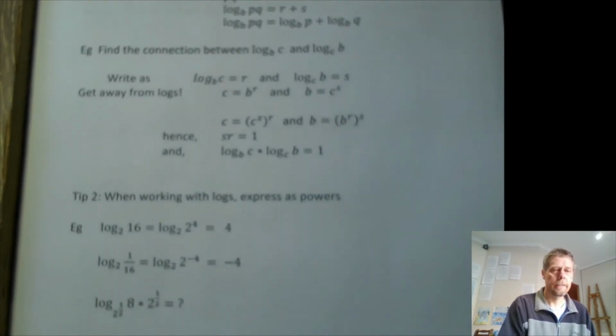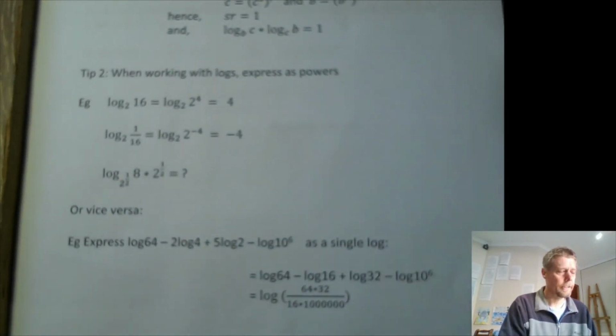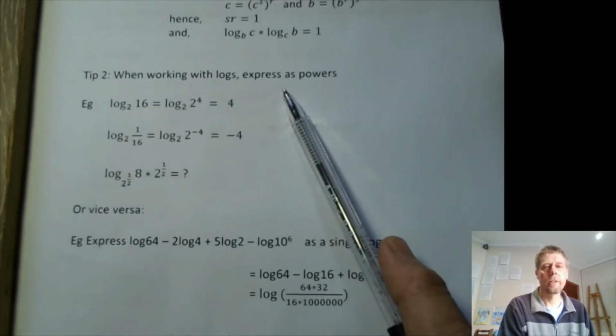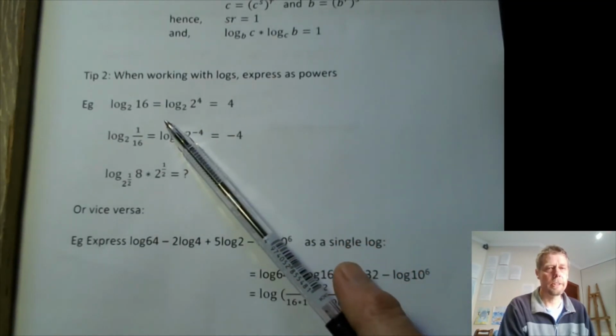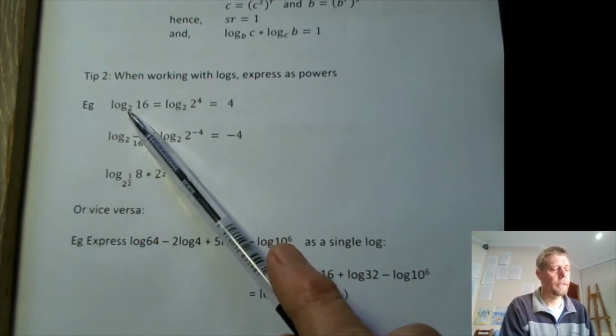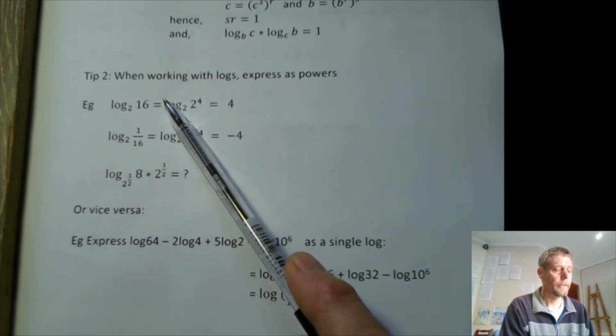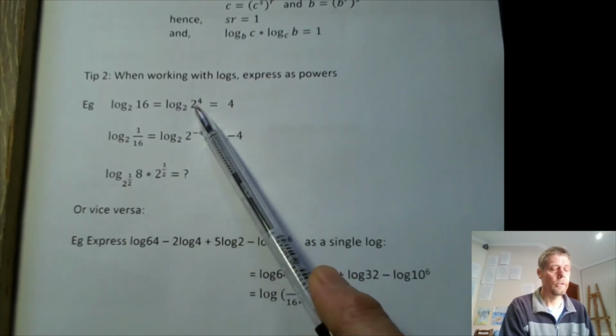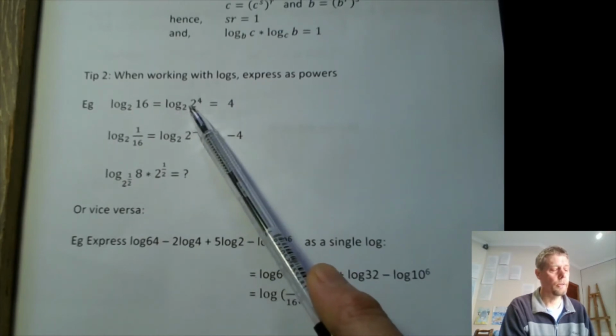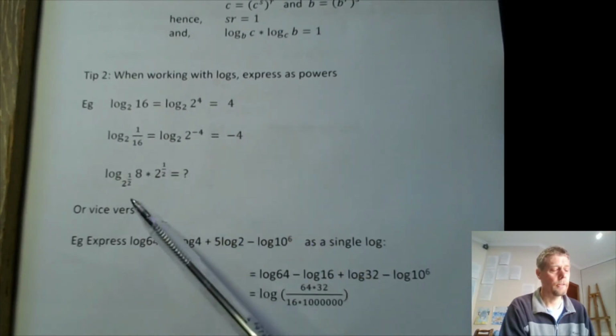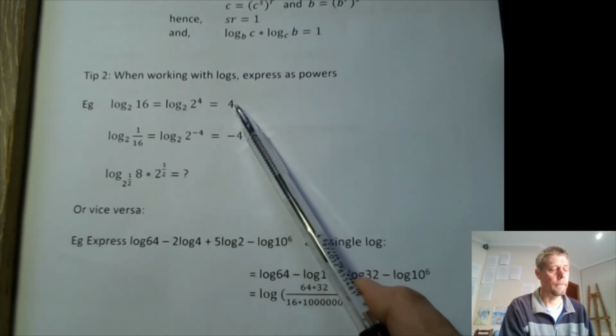And there's another tip. And that is, when you're working with logs, it's often a very good idea to express them as powers. So for example, here I've got log 16 base 2. That's log of 2 to the 4 base 2. But now we've learned from our power rule, that's 4 log 2 base 2. But log of 2 base 2 is just 1. So that's 4 times 1.